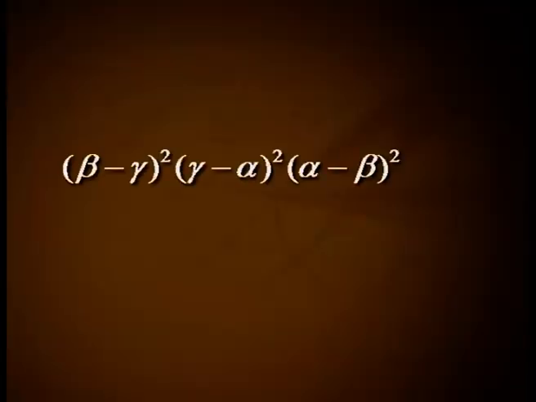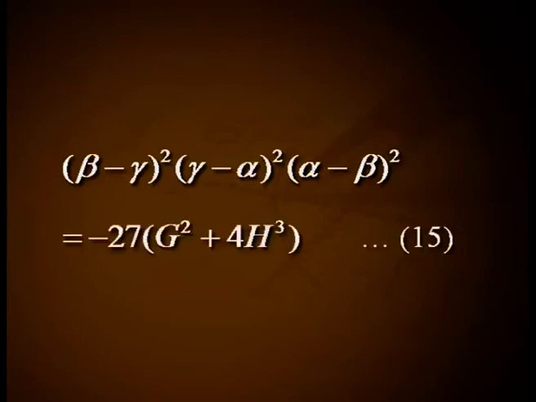Hence, (beta minus gamma)² (gamma minus alpha)² (alpha minus beta)² equals minus 27 (g² plus 4h³), equation number 15. Then the nature of the roots alpha, beta, gamma of equation 14 can be obtained by a consideration of the product in equation 15. Since imaginary roots occur in pairs, equation 14 will have either all real roots or one real and two imaginary roots.